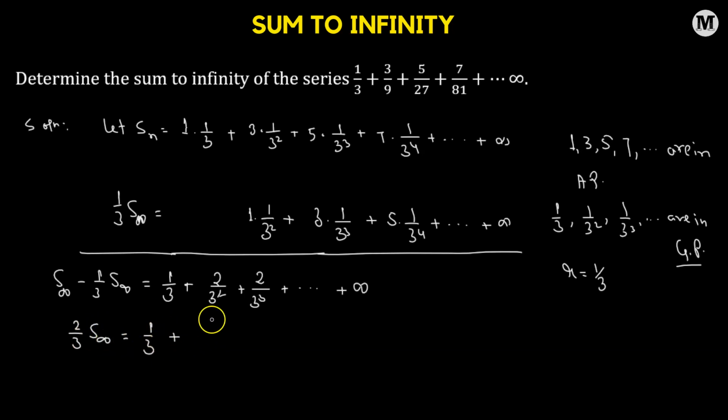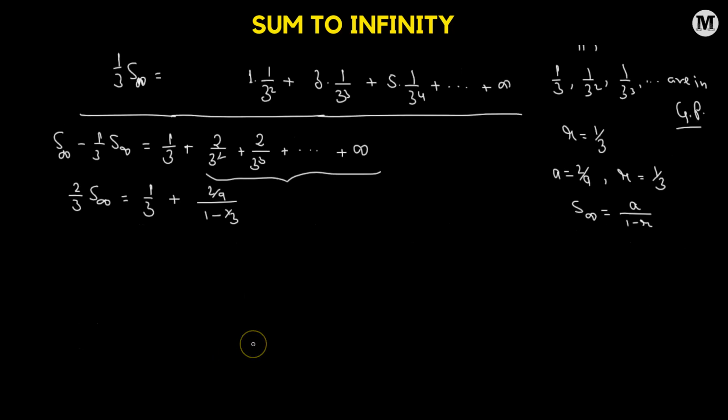That's the first term. But the sum of the remaining terms, excluding the first term, is going to be a geometric series. So clearly here, the first term A is equal to 2 over 3 squared, or you can say it's 2 over 9. And the common ratio is going to be 1 over 3. And we know the sum to infinite terms of any geometric series is given by A over 1 minus the common ratio R. So when we use this, we have 2 over 9 divided by 1 minus 1 over 3. So let's now further simplify.